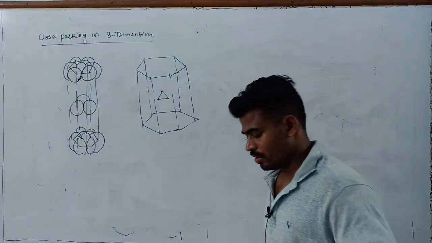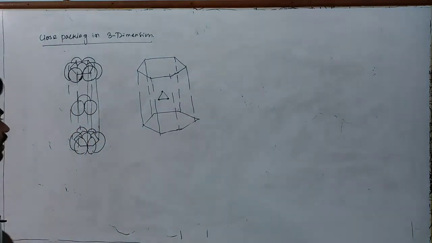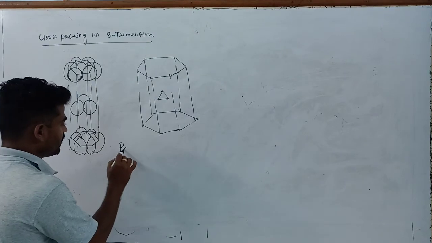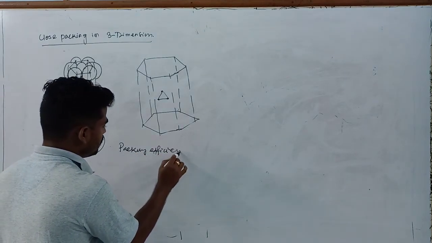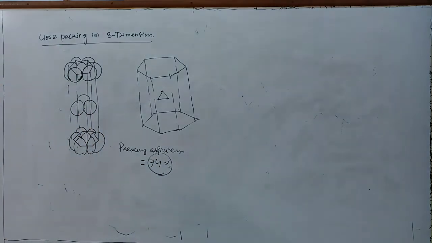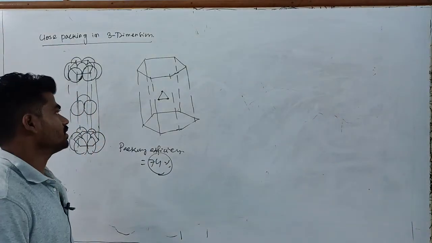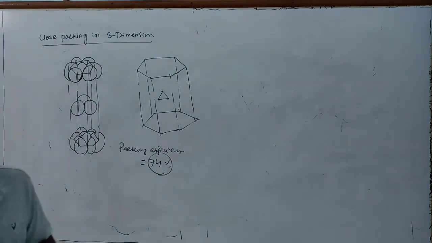Okay, no need to derive it, it also has a packing efficiency. You just remember its packing efficiency, that is equal to FCC, that will be 74%. Okay, so this is your hexagonal unit cell.